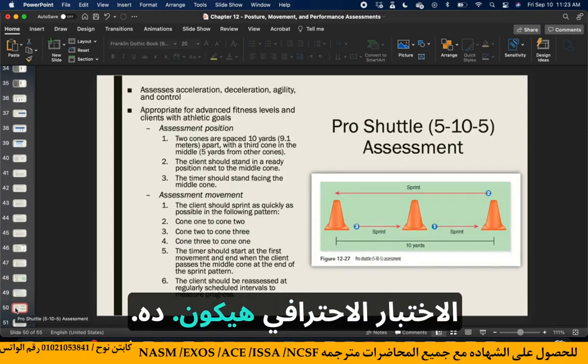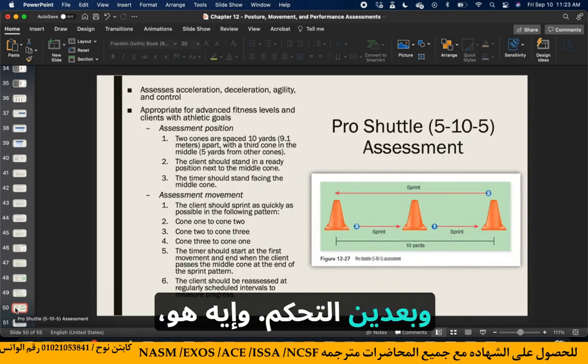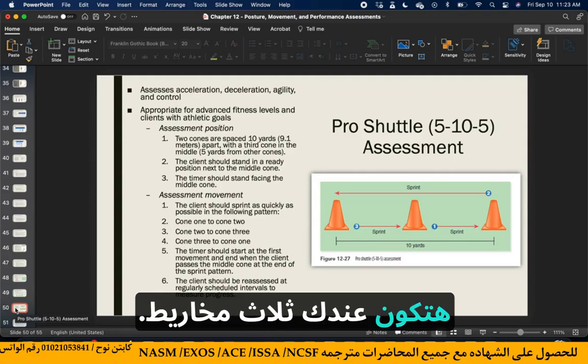The pro shuttle is a combination of many different things: acceleration, deceleration, agility, and then control. And what it is, you're going to have 3 cones though.